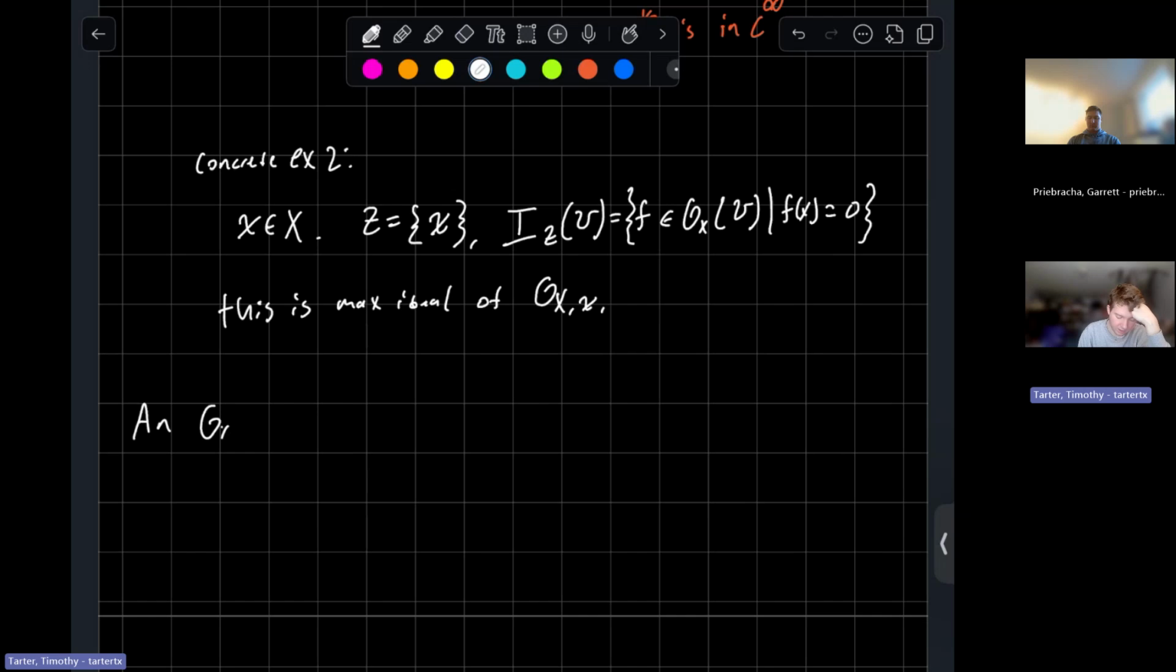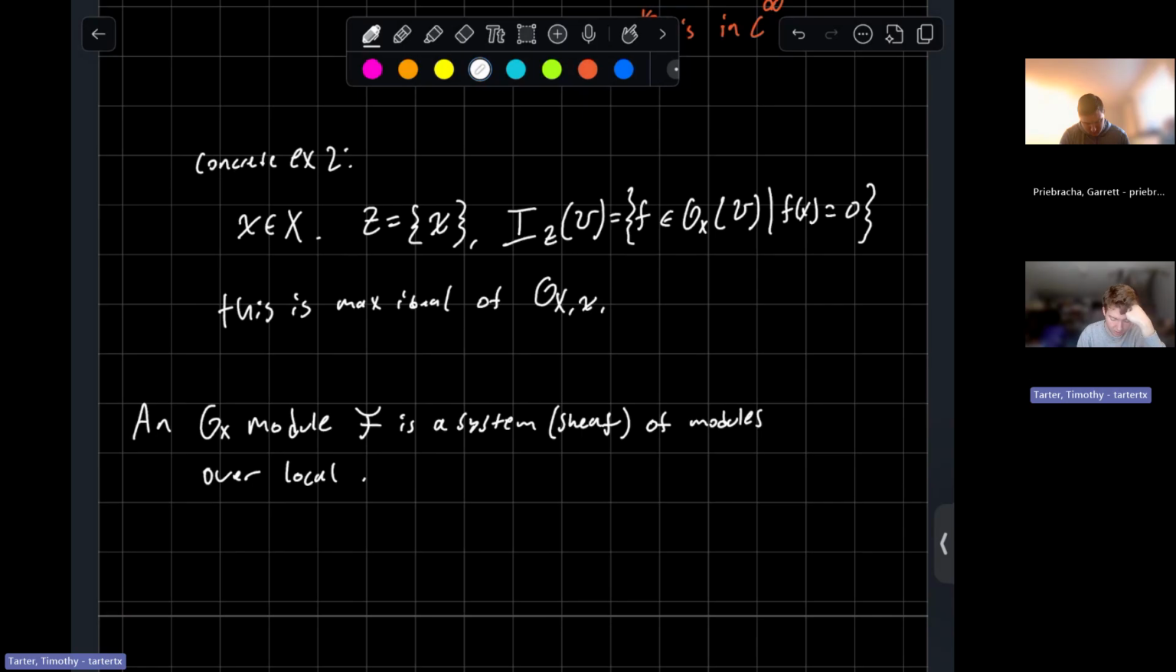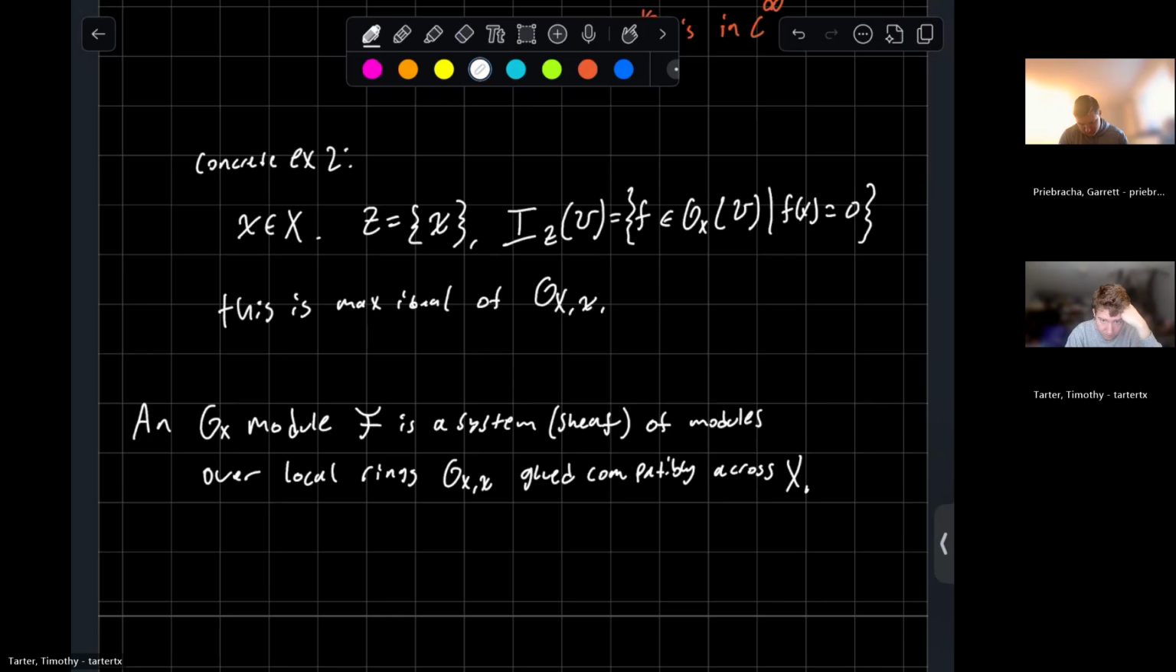So an OX module F is a system or sheaf of modules over local rings OX comma X, glued compatibly across X. So it's a sheaf whose coefficients vary with the open set that we choose.